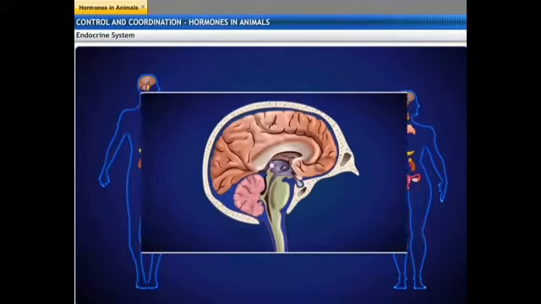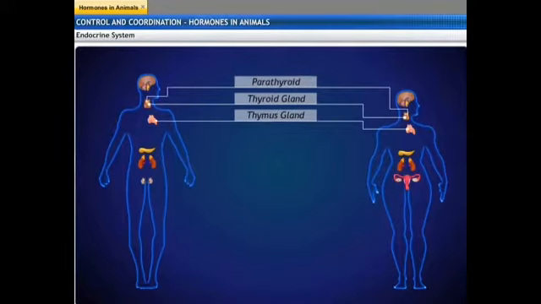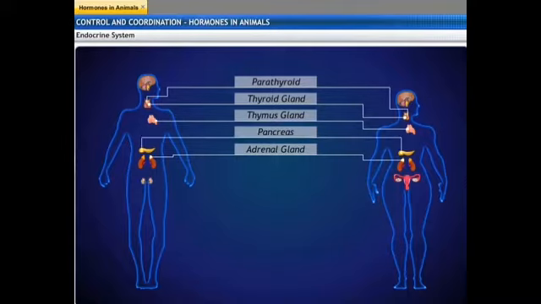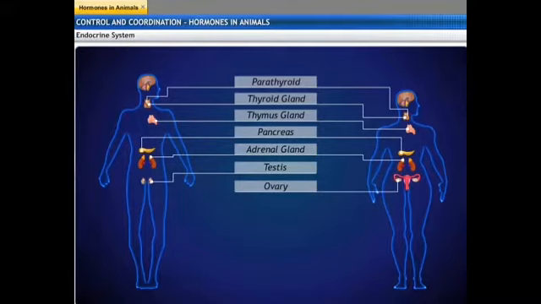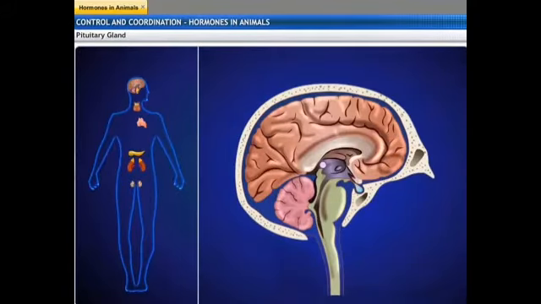The various glands help in the release of the various hormones. They are the parathyroid, the thyroid gland, the thymus gland, the adrenal gland, the pancreas, the testes in the males, and the ovaries in the females. And they help in the release of various hormones. The first one is the pituitary gland.